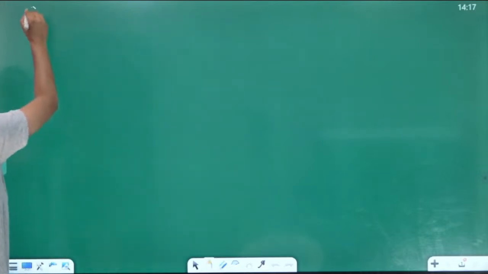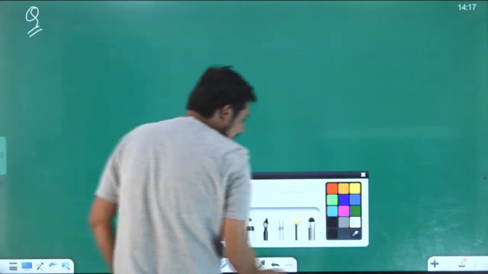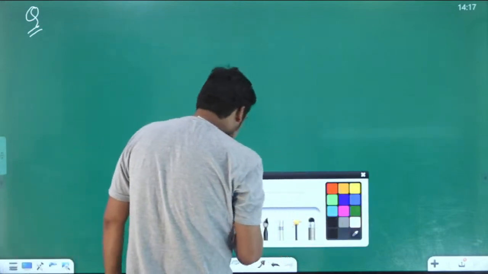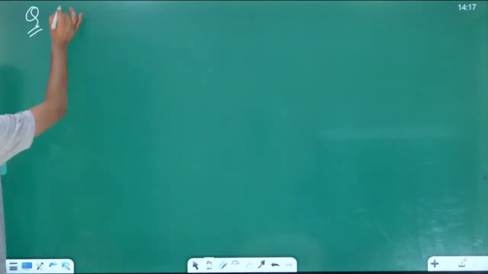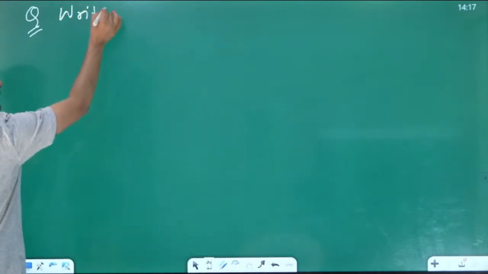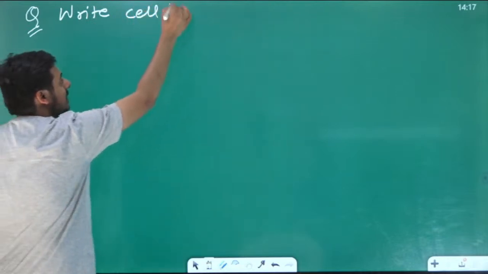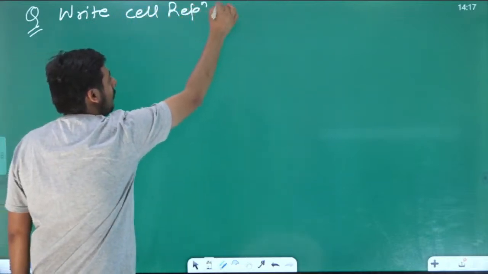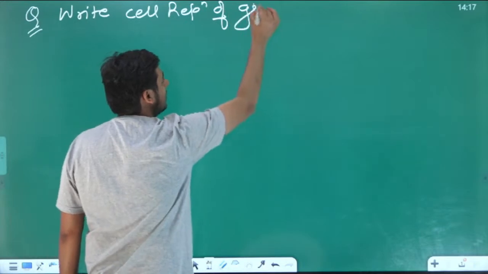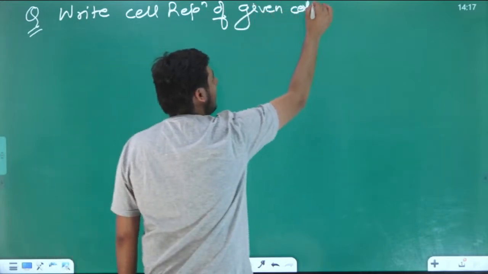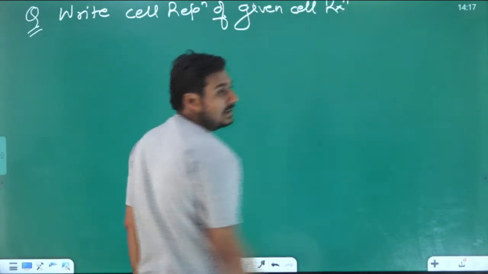So today we are going to discuss cell representation, with a few examples. I will write down a cell equation, and then we will deduce the cell representation from that particular equation. If the examiner asks you to write the cell representation of a given cell reaction, how will you write it down?